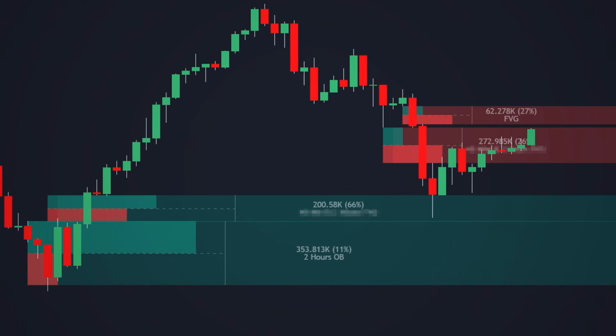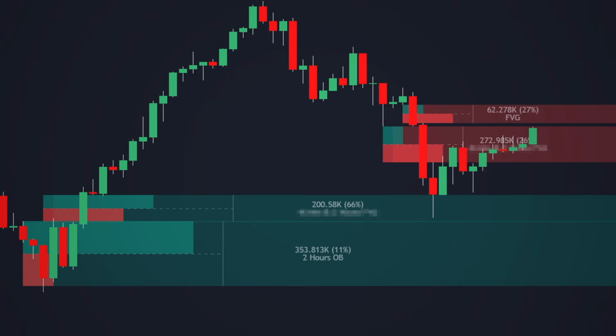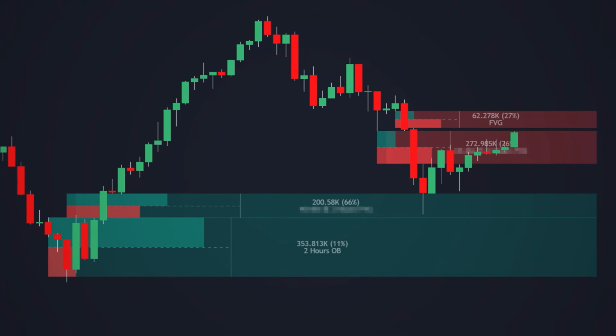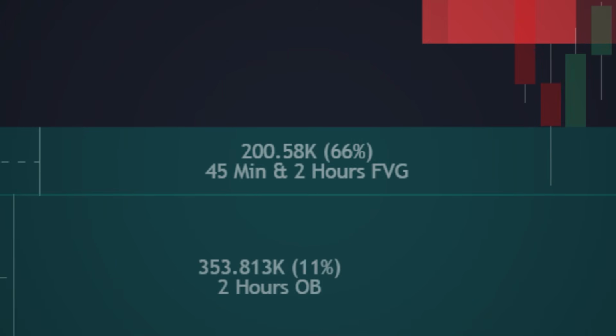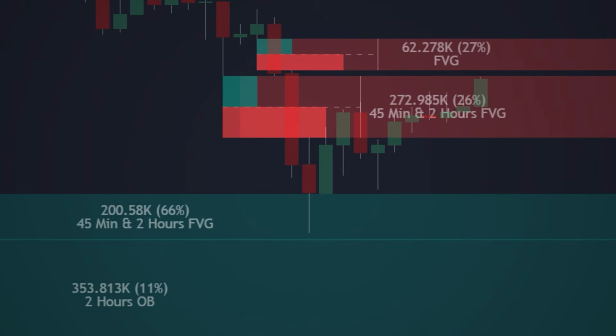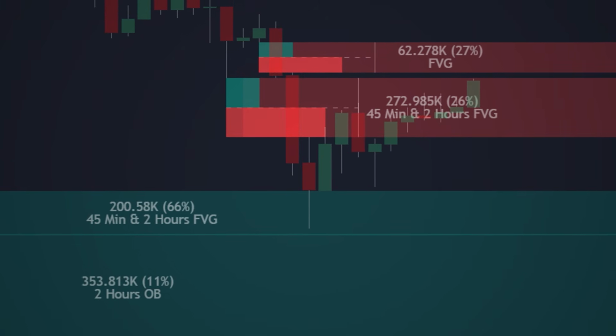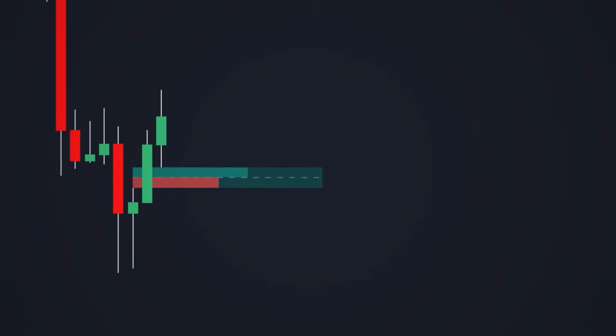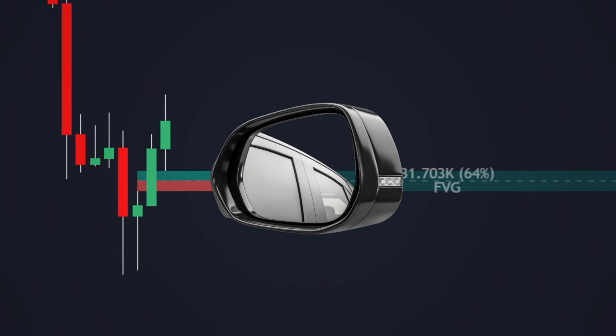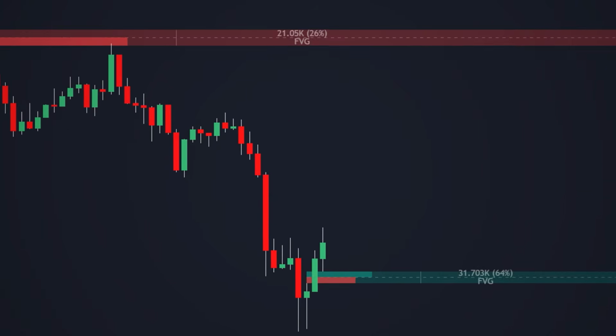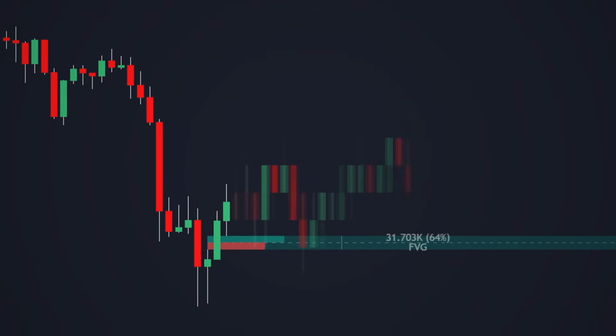All 3 of these imbalances are great for finding entries during market pullbacks, but your true edge comes when you can see how these imbalances align across multiple time frames and have a 3-dimensional view of price that most traders will never have. Trading on one time frame is like trying to drive using just your rear view mirror. You can react to what's behind you, but you have no idea what's coming ahead.